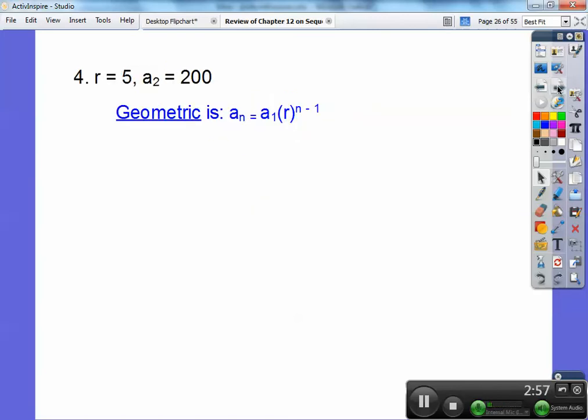All right, so okay, this one here, this one's geometric. Whoop, I jumped ahead a little bit. This one's geometric because they gave me r, and they gave me my second term.